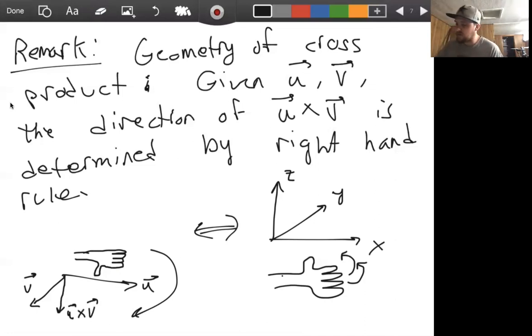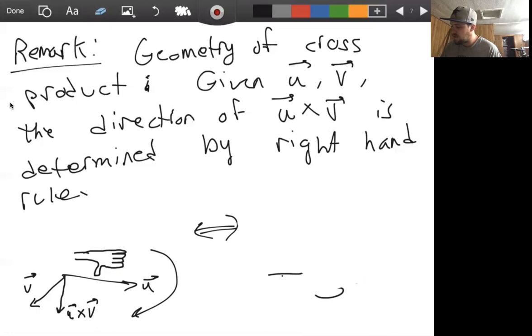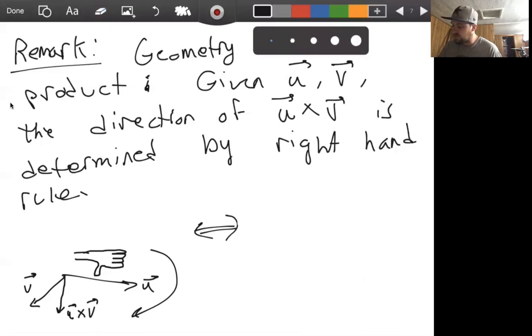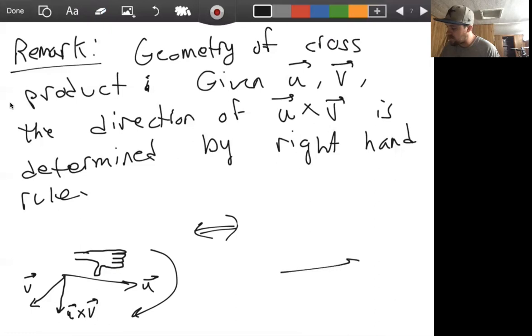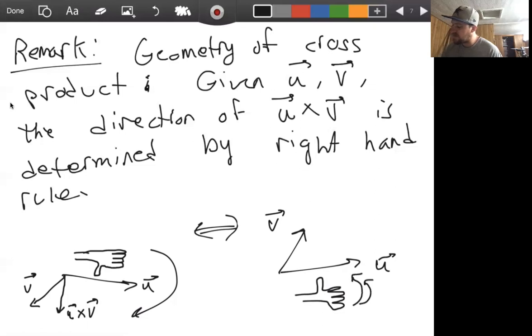However, if I were to look at a picture where u and v were situated differently, right? Say something like u here and v here. Now if I took my hand in the direction of u to curl my fingers towards v, my hand would be oriented like this. And when I curl my fingers in the direction of v, I get a thumbs up instead of a thumbs down, which tells me in this picture, u cross v is facing up.